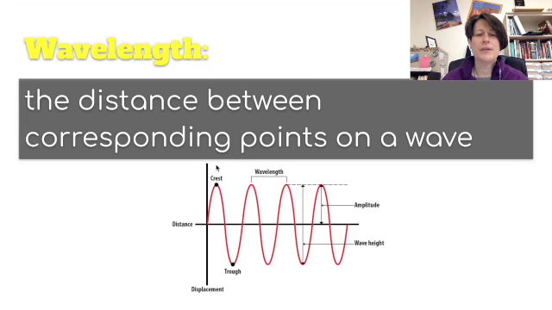Now, another thing we look at on waves is the wavelength. This is the distance between corresponding points on a wave. So, say between two crests or between two troughs. So, it's one complete wave, one up and one down. Okay.